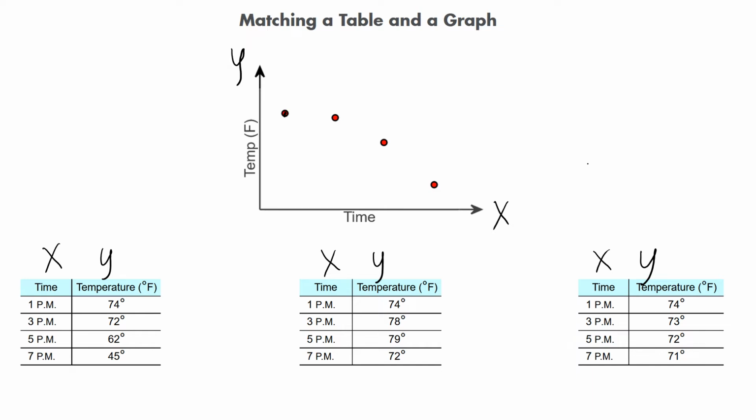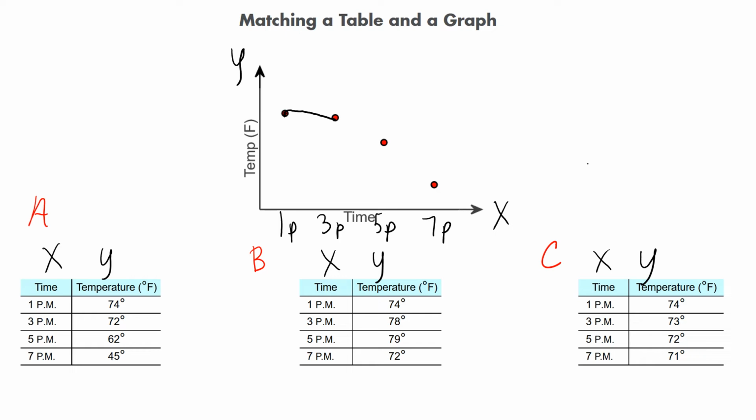So this very first dot here represents 1 p.m. The last dot represents 7 p.m. And in between you have 3 p.m. and 5 p.m. Okay. What we're looking for is that it starts out high and then it kind of goes down. Not a lot, maybe a couple degrees difference. So I would take each time frame and figure out the difference. So just to make this easier, I'm going to call this table A. This is going to be table B, and then this will be table C.